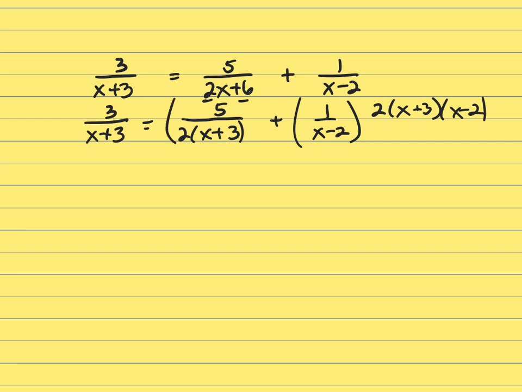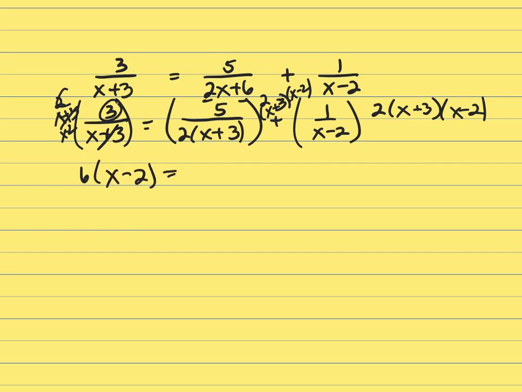2. And you're going to multiply every term on both sides by 2, x plus 3, x minus 2. So when you do that, on the left-hand side, these x plus 3's cancel, and you're left with 3 times 2, which is 6, and an x minus 2. And then x plus 3's cancel, and the 2's cancel, so you're left with a 5 and an x minus 2. Here, those cancel, you're left with a 2 and x plus 3.